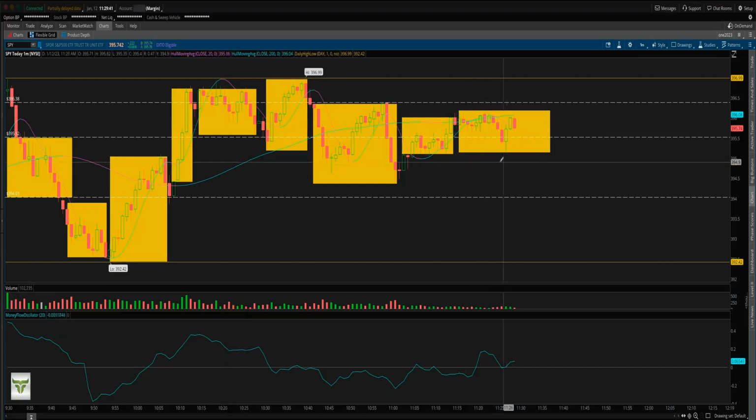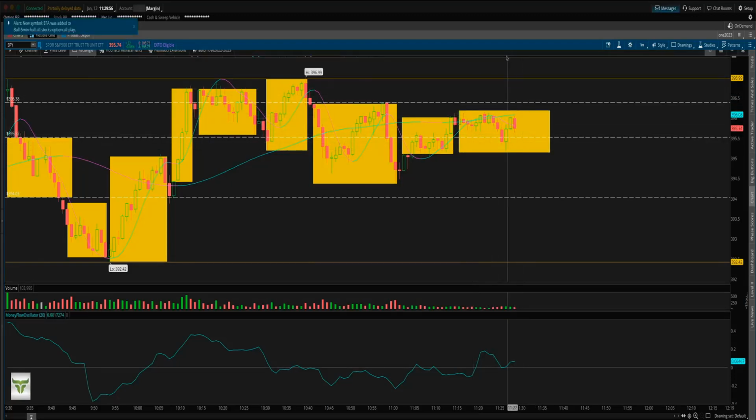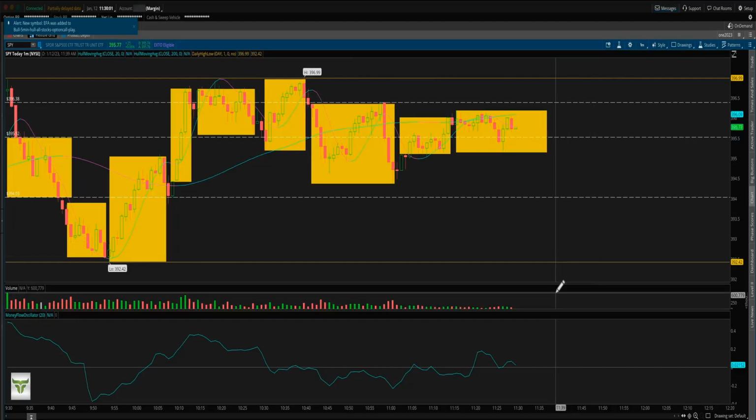The ETF right now, the SPY, is breathing. It doesn't know where it wants to go, right? It's trading in that range right there. What's that price range? 396.12 to 395.19, right? That's the range it's in right now. So what do you do when it's in that range?